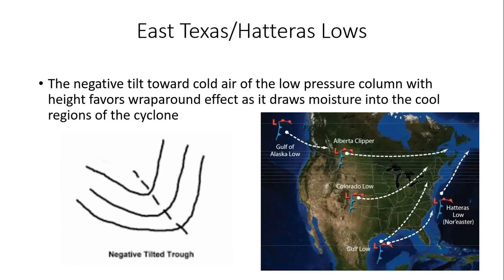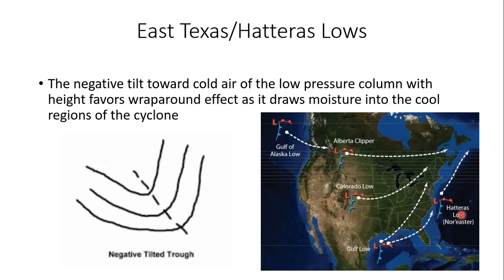And I talked a little bit about this before. Let me go back to my main pointer here, but generally you get a negatively tilted trough. And remember, with a negatively tilted trough, that trough axis, the dashed line here, extends from northwest to southeast. This negative tilt toward cold air with height favors a wraparound effect and a very intense cyclone at the surface. It draws moisture into the cool regions of the cyclone is what it does.